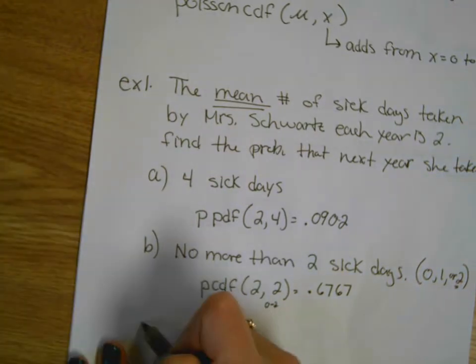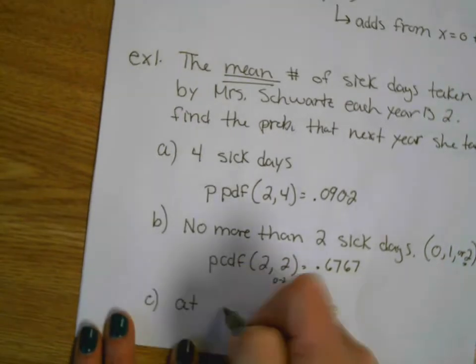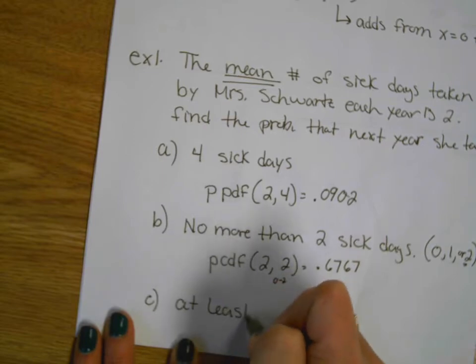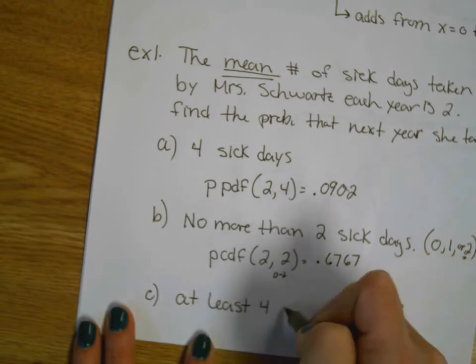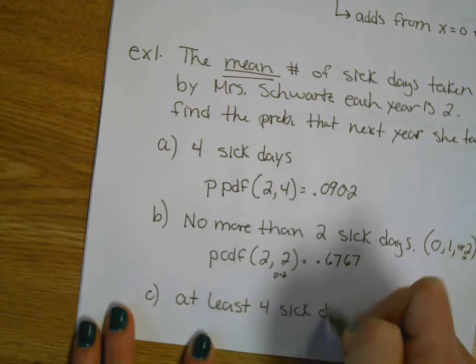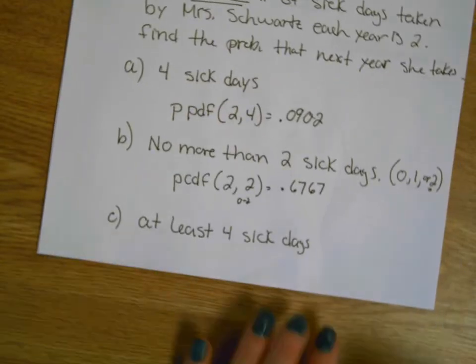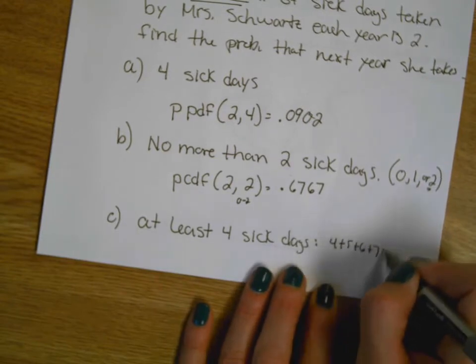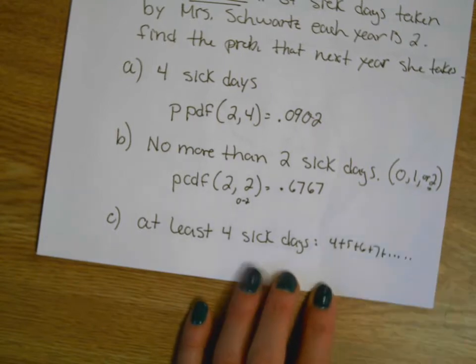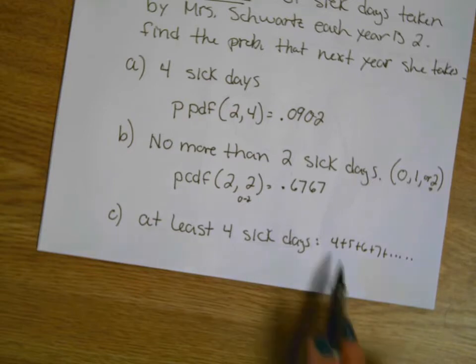Last one. What is the probability that I take at least 4 sick days? What does at least 4 mean? 4 or over. That's 4 plus 5 plus 6 plus 7 plus and so on. Okay? We can't get the CDF to start adding at 4 up, but we can do a 1 minus.